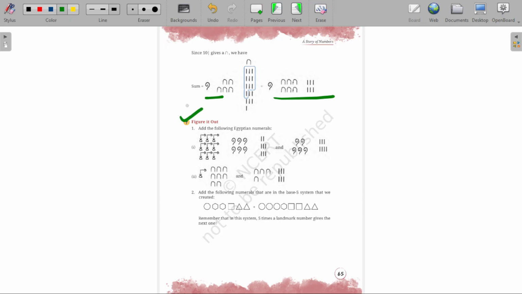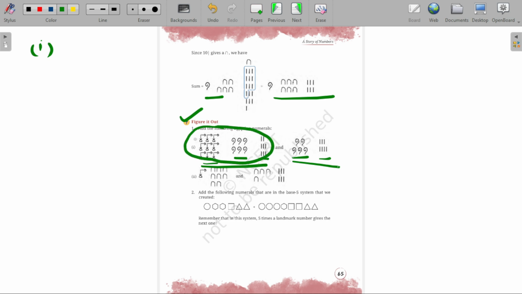Let's do it. Question number 1 is this plus this, and this plus this. That means you need to add these two numbers. What is this number and what is this number? Firstly, we'll figure it out and then we will add them. Okay, so firstly, I'm solving this part.